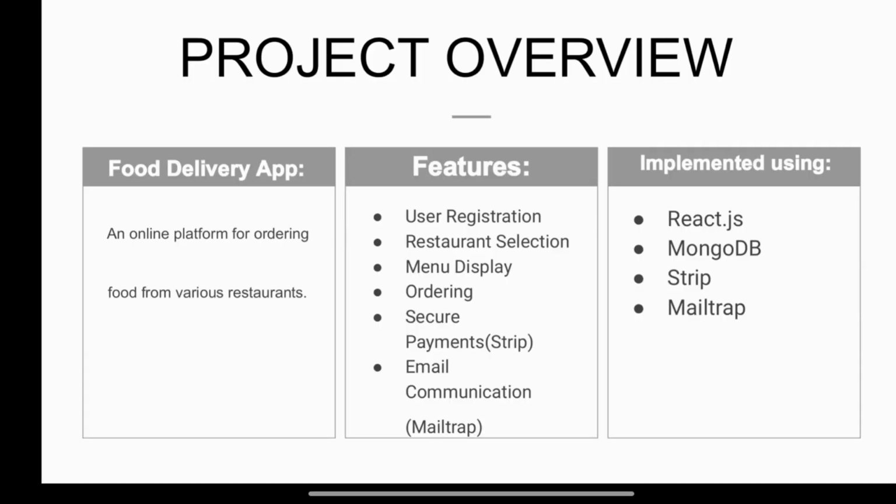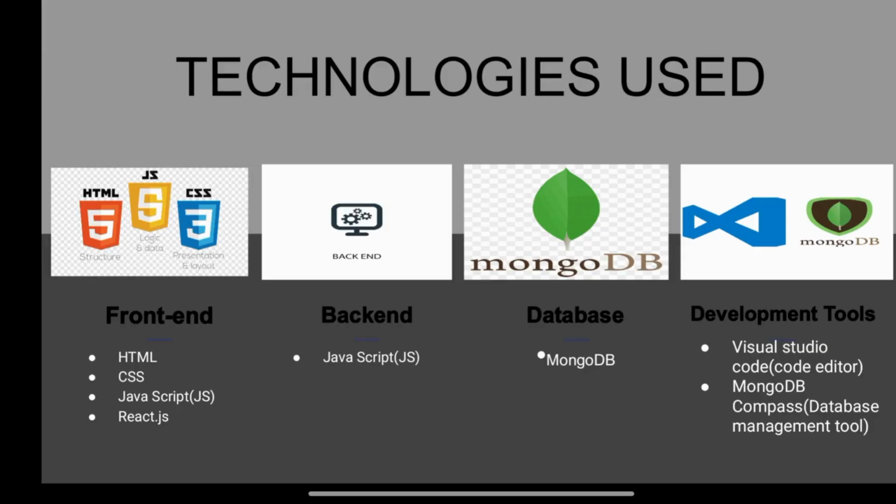Next is project overview. Food delivery app, an online platform for ordering food from various restaurants. Features are user registration, restaurant selection, menu display, ordering, secure payments, and email communication. Implemented using React.js, MongoDB, Stripe, and Mailtrap.